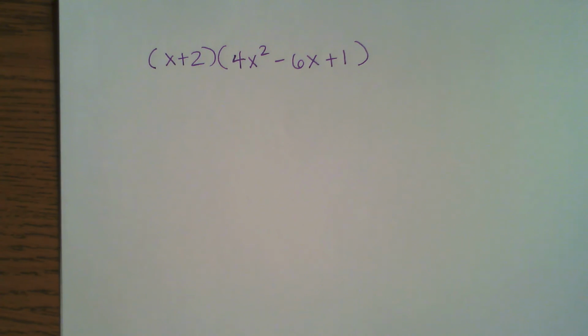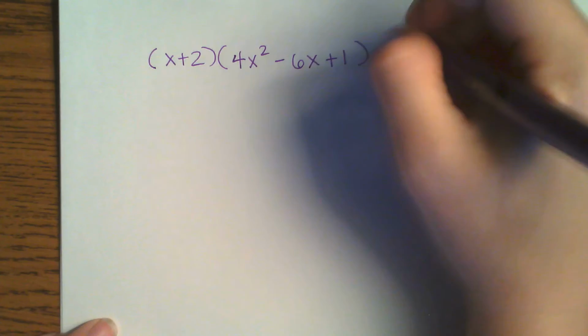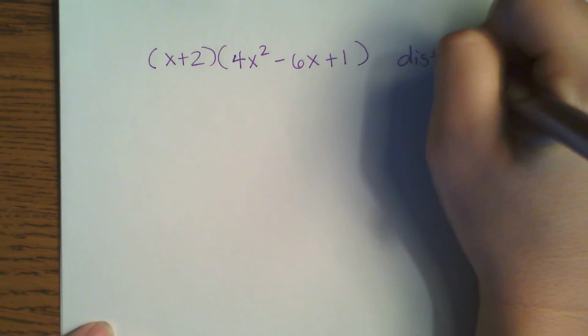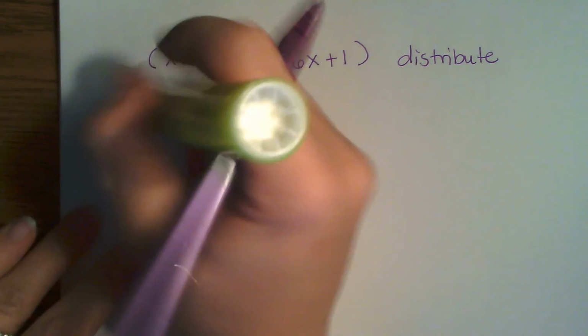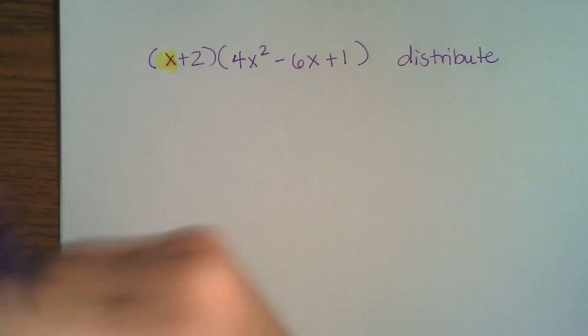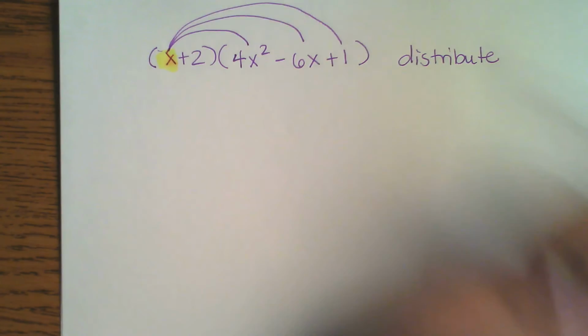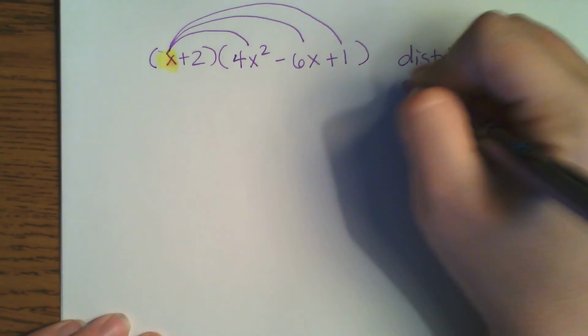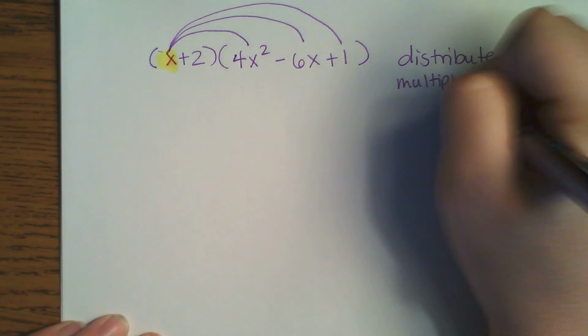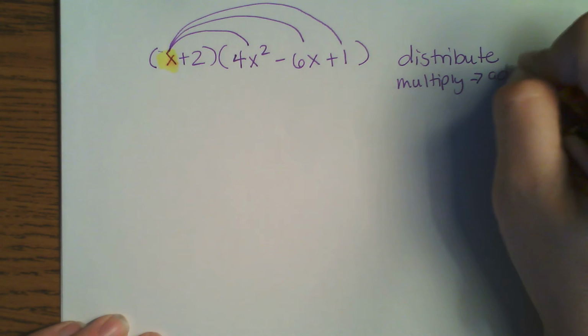All right. Next, we talked about multiplication. x plus 2 times 4x squared minus 6x plus 1. So we're going to distribute. I'll first distribute the x to all of these terms. Now that you're multiplying, you will add the exponents.